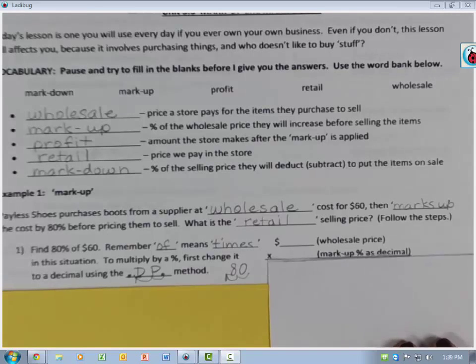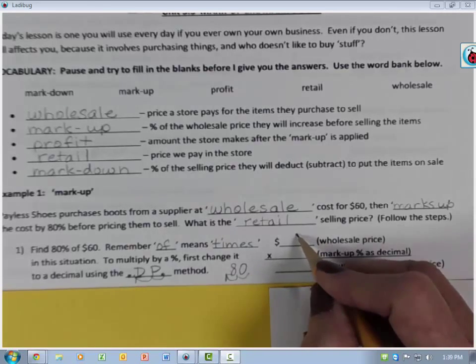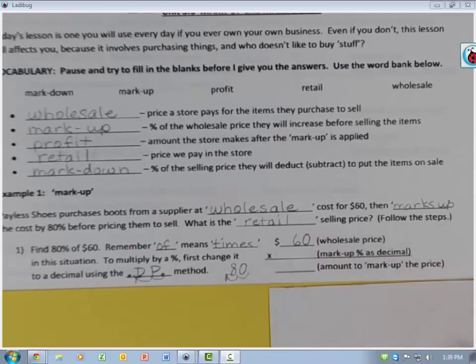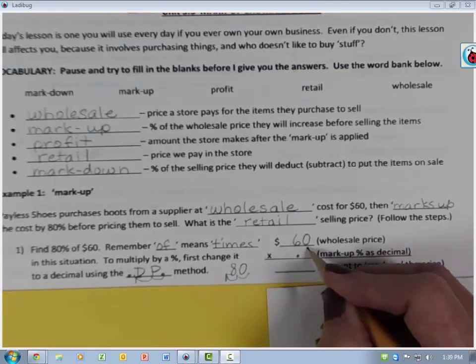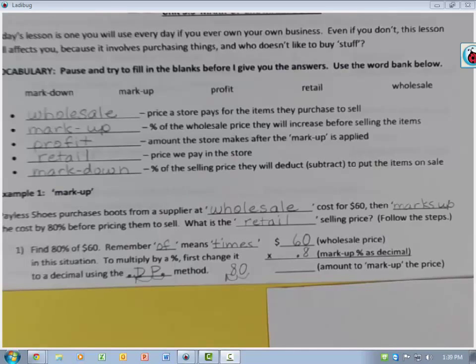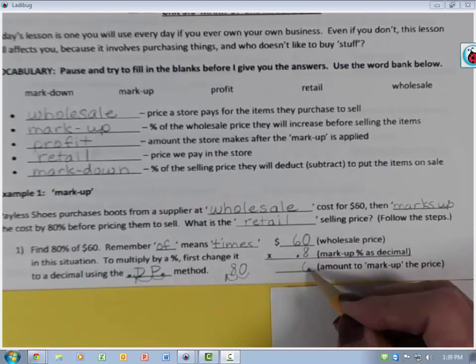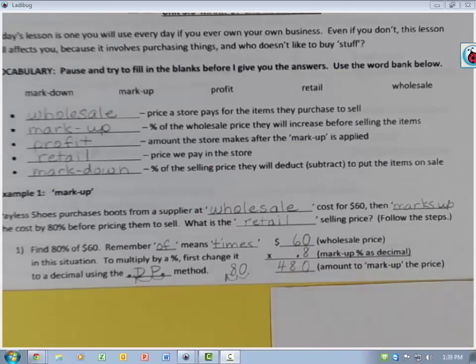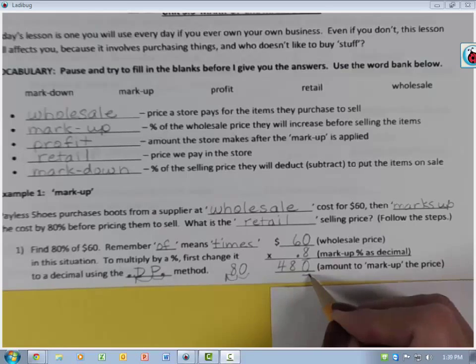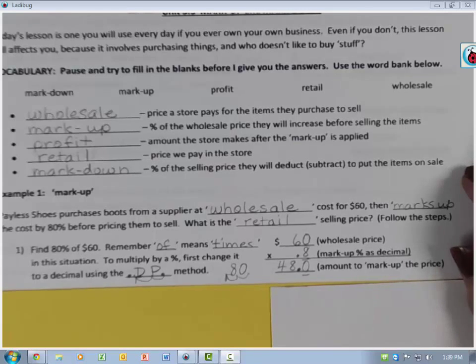So when we solve this, we're going to do $60 is our wholesale price times 0.8, because remember 0.8 and 0.80 mean the same thing. 8 tenths is the same thing as 80 hundredths. And then we're going to multiply that. 8 times 0 is 0. 8 times 6 is 48. So wow, they're going to sell them for $480? No. We've got one decimal place to put in here. So that means that they're going to mark it up by $48.